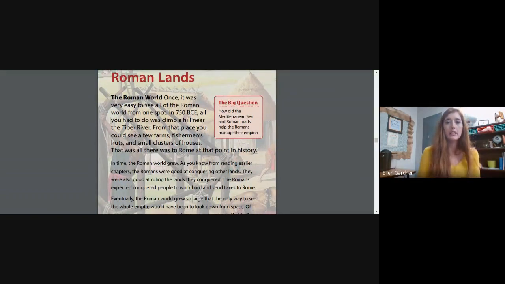Okay, now the Roman world. Once it was very easy to see all of the Roman world from one spot. In 750 BCE, all you had to do was climb a hill near the Tiber River. From that place, you could see a few farms, fishermen's huts, and small clusters of houses. That was all there was to Rome at that point in history.